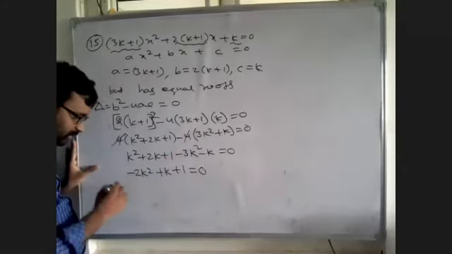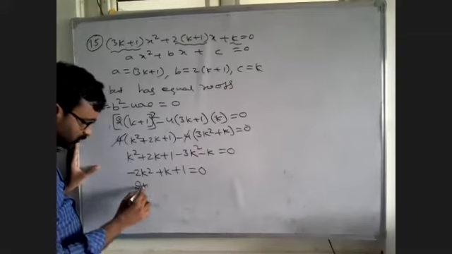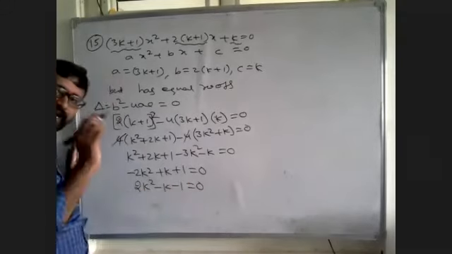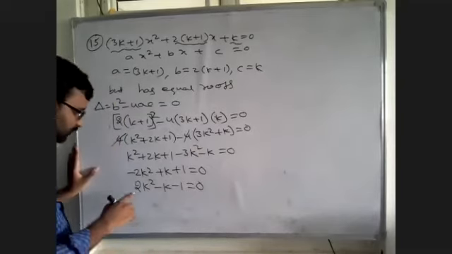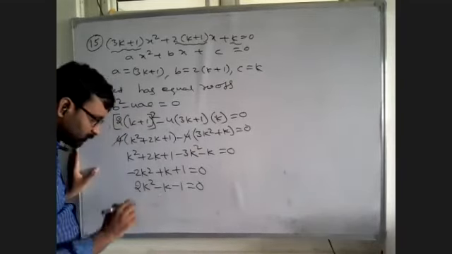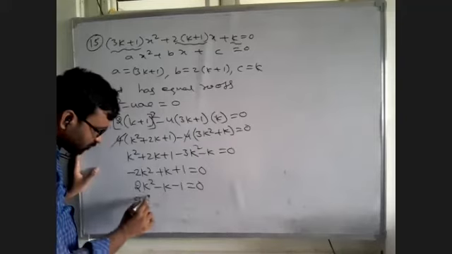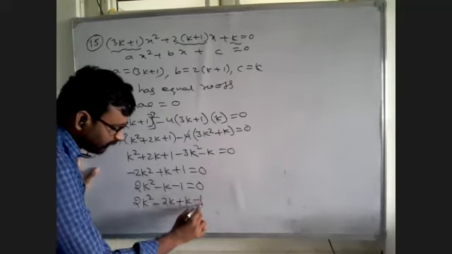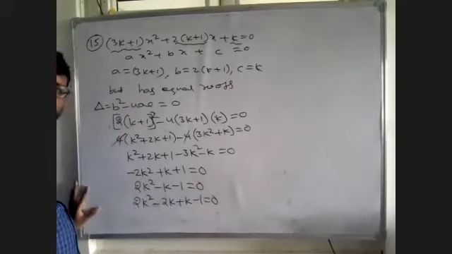Now we can take minus common. Taking minus common, 2k square minus k minus 1 is equal to 0. Now factorization we have to do. 2 into 1 is 2, 2 minus 1 is 1. So that is 2k square minus 2k plus k minus 1 is equal to 0.